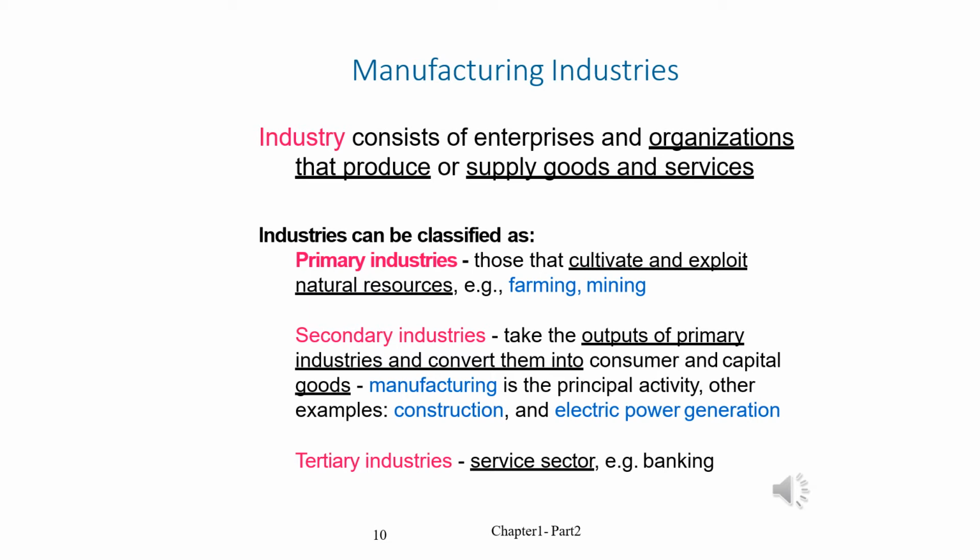There are 3 types. Primary industries. These are ones that farm, mine, lumber, timber, that type of thing. They exploit natural resources. And you got the secondary. They take whatever comes out of the farms and the mines and stuff and convert them into consumer and capital goods. Manufacturing is the activity. So you got construction, making appliances, generating electricity.